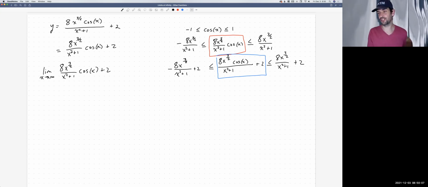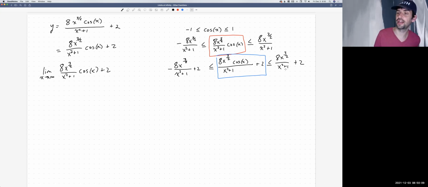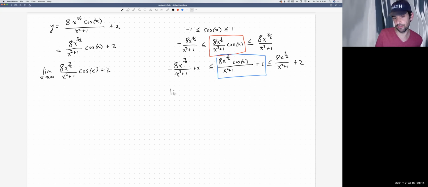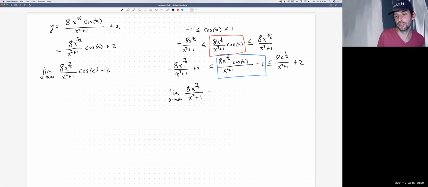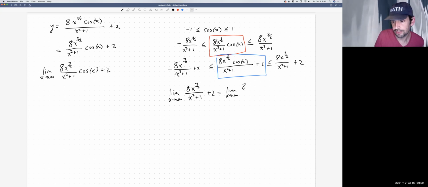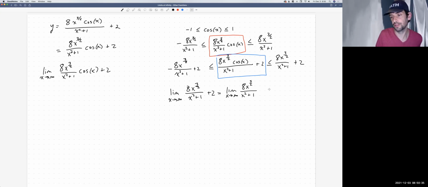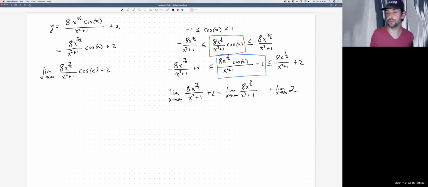So let's look at these functions on either side, the 8x to the 3/2 over x squared plus 1 plus 2. Let's take the limit of one of them. I'll take the one on the right, just so I don't have to deal with the negative. As x goes to infinity of 8x to the 3/2 over x squared plus 1 plus 2, we're going to have the limit as x goes to infinity of 8x to the 3/2 over x squared plus 1 plus the limit as x goes to infinity of 2.